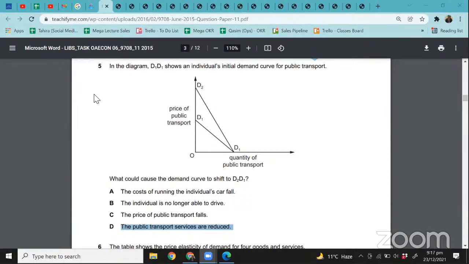As price increases, public transport supply will increase as well. Exactly. Right? So it should be the supply because public transport services are reduced. This statement means that it has something to do with the supply, not the demand. The public transport services are reduced. So when services are being reduced, it should affect the supply, not the demand, right?